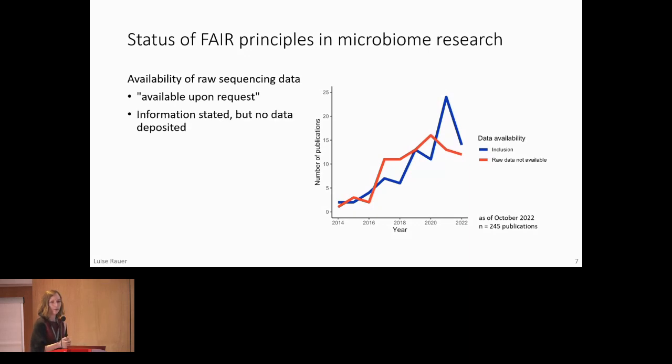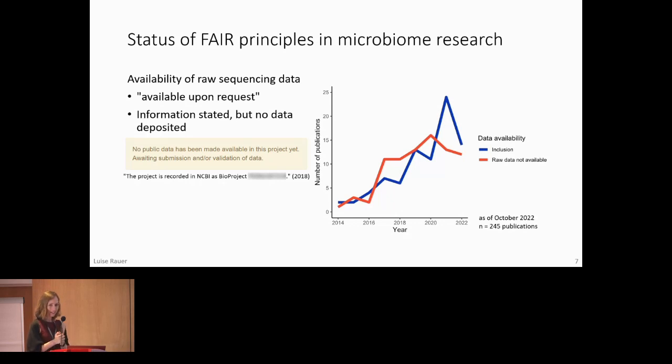And the main reason, of course, so sometimes you find this available upon request, which in principle is fine. But then there were also cases when the information was stated where to find the raw data, but then there is actually no raw data. So here's one example from 2018. I mean, we are all busy as scientists, but I don't think that these researchers are still working on uploading their data.